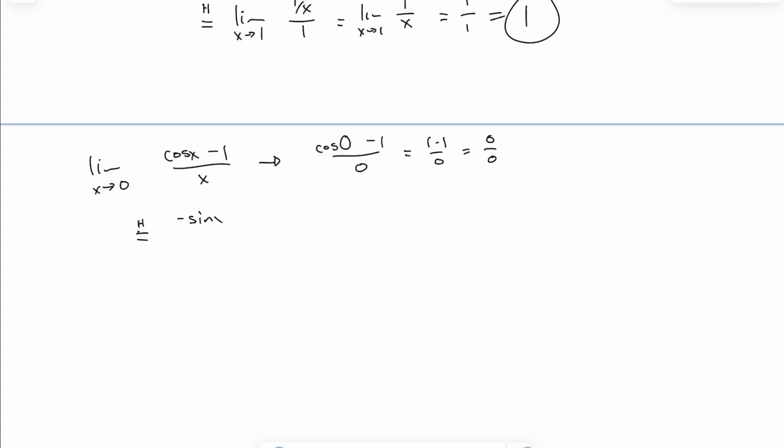Sine x. And then on the bottom, the derivative of x is just 1. Sorry, I should write the lim again. You always have to do the lim of whatever you get there. All right? And now when I do this limit by plugging it in, we get sine 0 on the top, which is fine, over 1. So that's 0, right? Sine of 0 is 0. So the answer is 0.